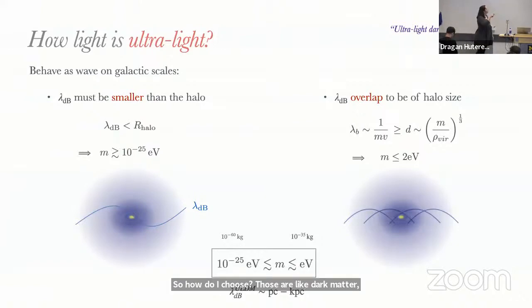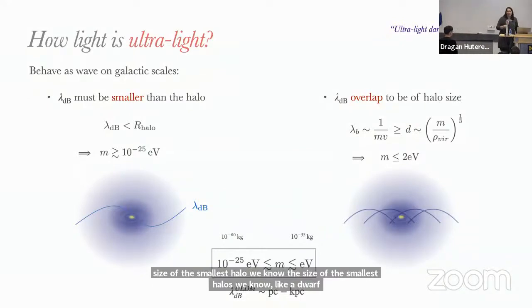So the first one, the lower one, is obvious. This particle has a certain de Broglie wavelength, but it cannot be larger than the size of galaxies. Otherwise, if it's larger than the size of a galaxy, I basically don't have the behavior of dark matter correctly in it. So the de Broglie wavelength needs to be smaller than the size of a halo. For that, you take the smallest halos we know, like a dwarf galaxy or something quite small, and then you can put a bound here of 10 to the minus 25, 10 to the minus 22, something like that.